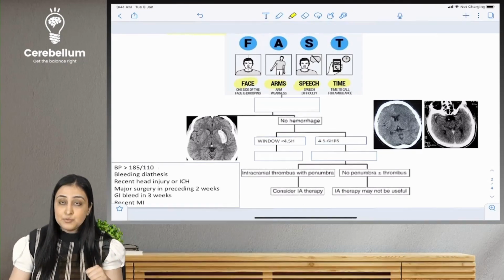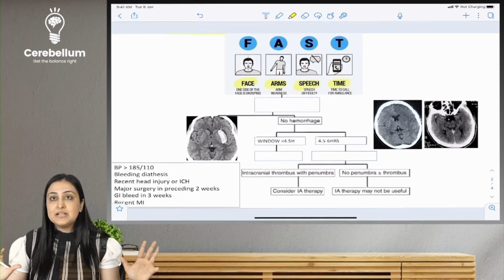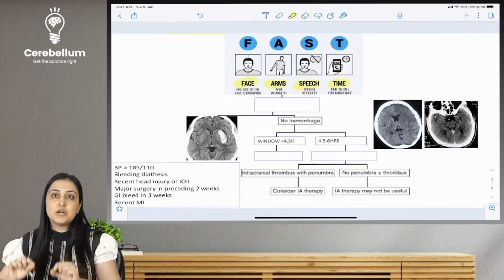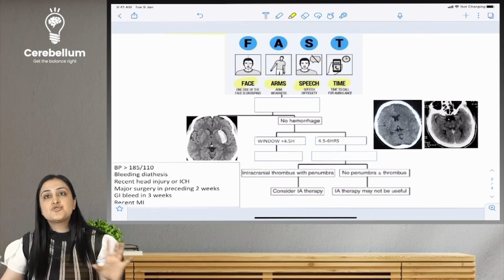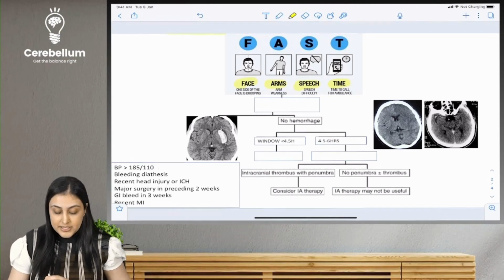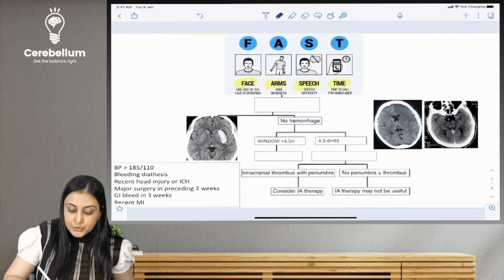Okay, so FAST is the mnemonic, but for any medical purpose, remember, any acute non-reversible focal neurological deficit is stroke unless proven otherwise. So acute focal neurological deficit is stroke. What do you do next?